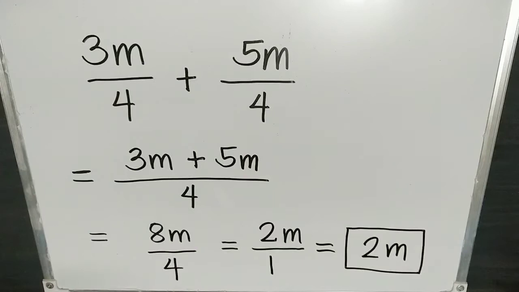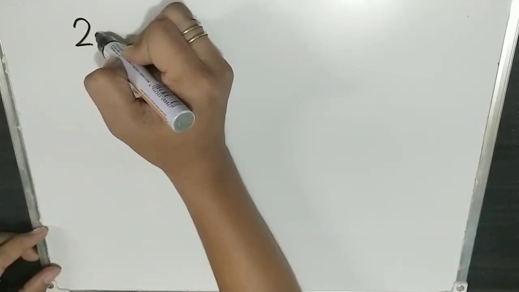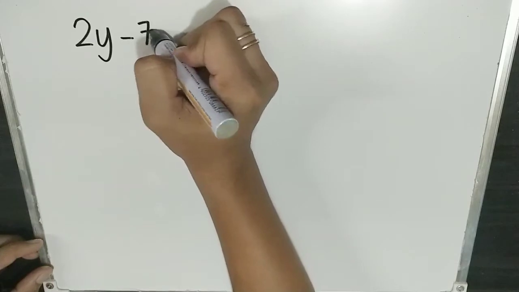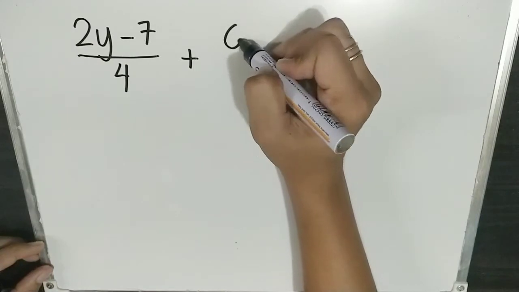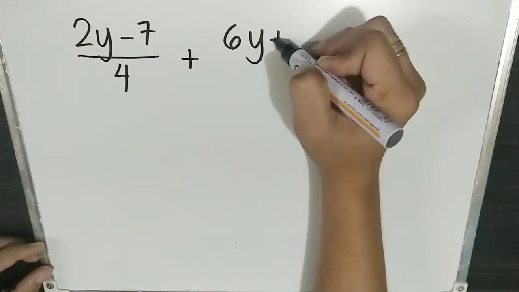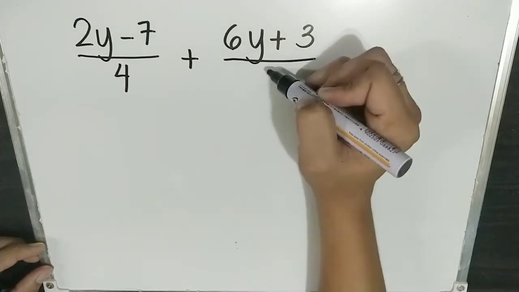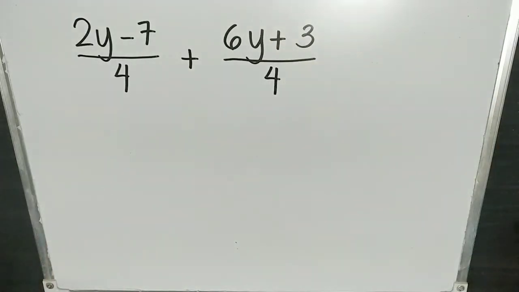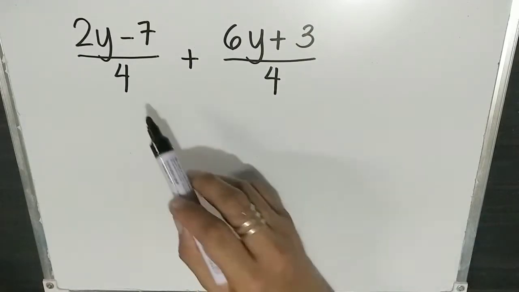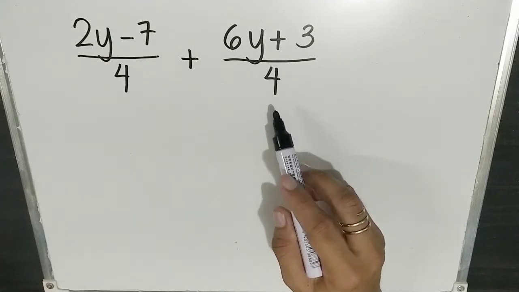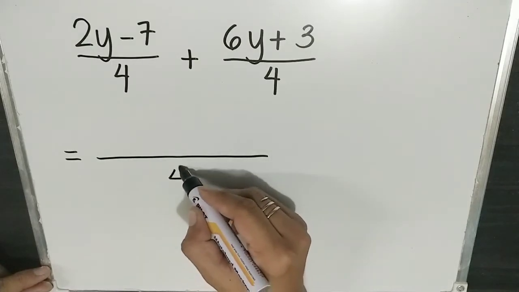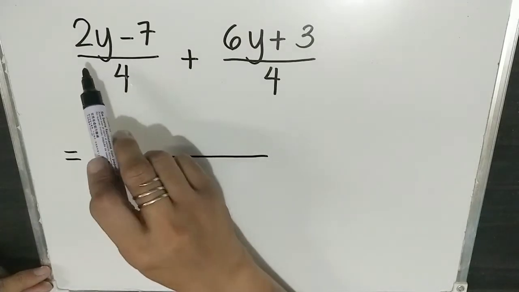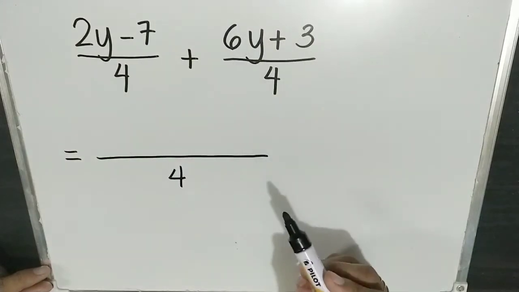Let's have another example. We have 2y minus 7 all over 4 plus 6y plus 3 all over 4. Okay, so we have two rational algebraic expressions. Then as you can see, the denominators are the same. Okay, so we have to copy the common denominator. Then let's just add the two expressions in the numerators.